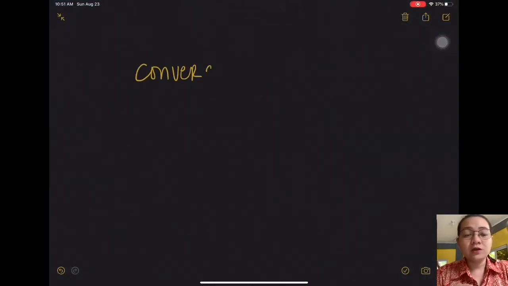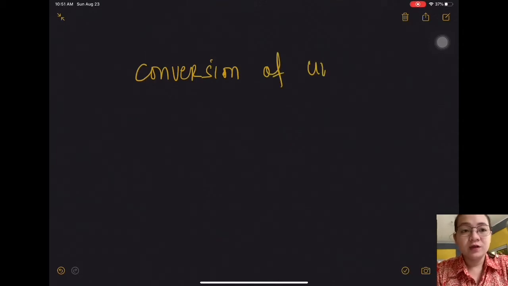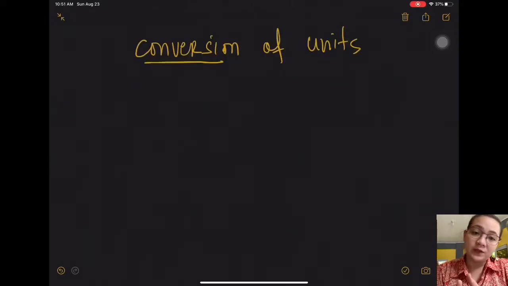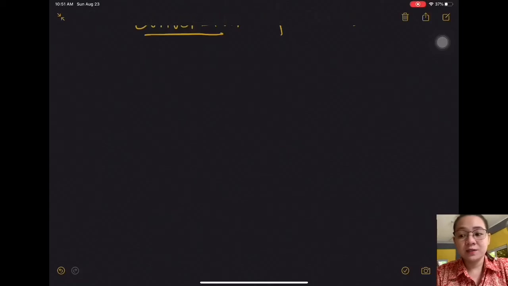Then we're going to discuss all about conversion of units. Do you have any idea what is conversion of units? What do we mean by conversion? When you say conversion, it is simply a process of changing or causing something to change. For this particular one, causing something to change from one form to another, for example, from centimeter to meter. To discuss further what is conversion of units, we're going to have a sample problem.